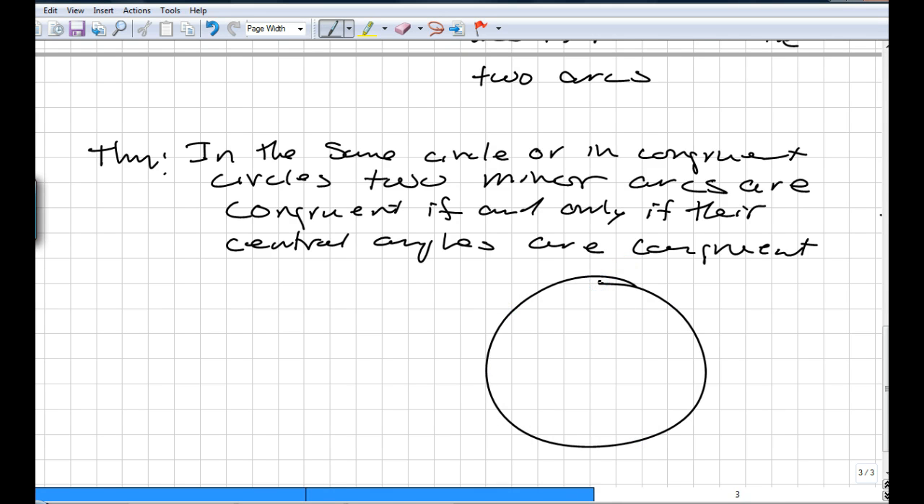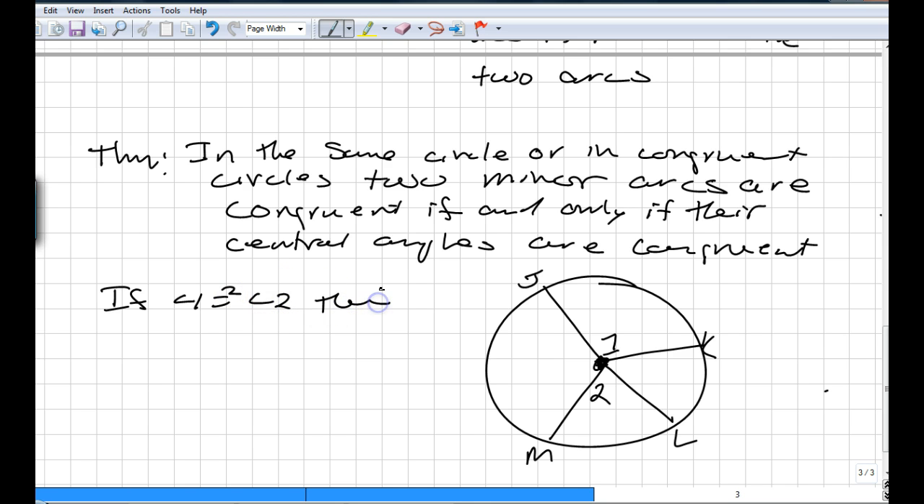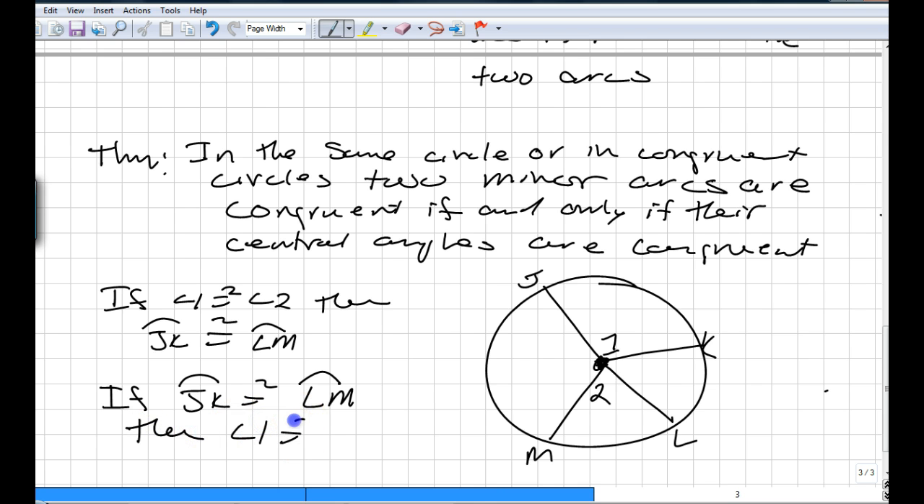So an example is if I have this picture, this is my center, this is J, K, L, and M, and this is angle 1, and this is angle 2. If angle 1 is congruent to angle 2, then arc JK has to be congruent to arc LM. And vice versa, the converse is also true. If arc JK is congruent to arc LM, then angle 1 has to be congruent to angle 2.